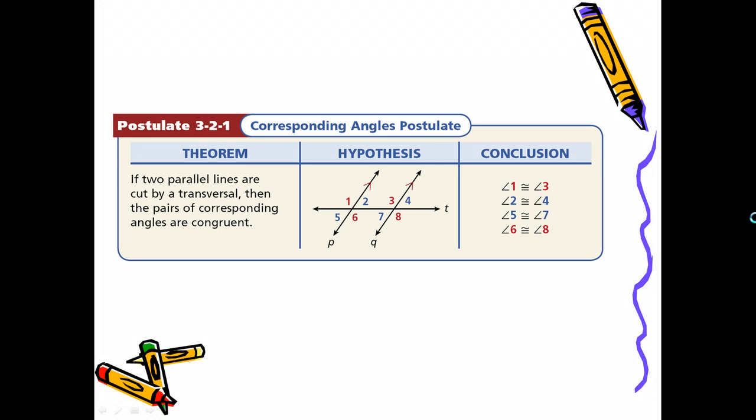The very important thing to remember is that the lines that are cut by the transversal must be parallel in order for this to be true.